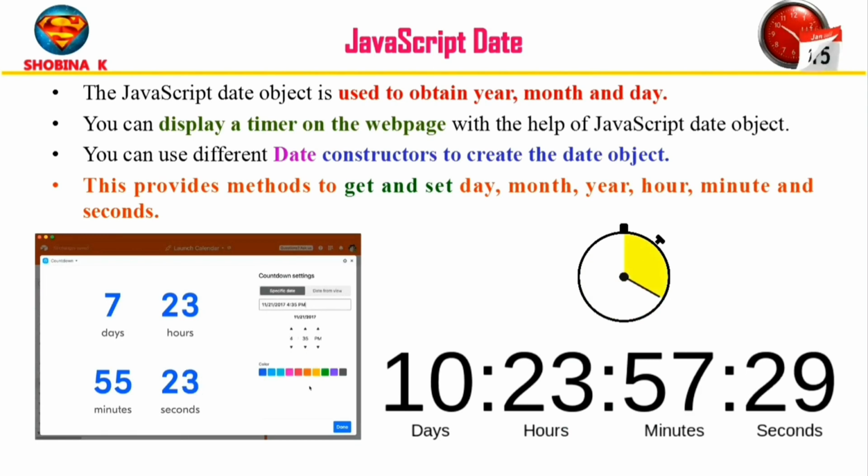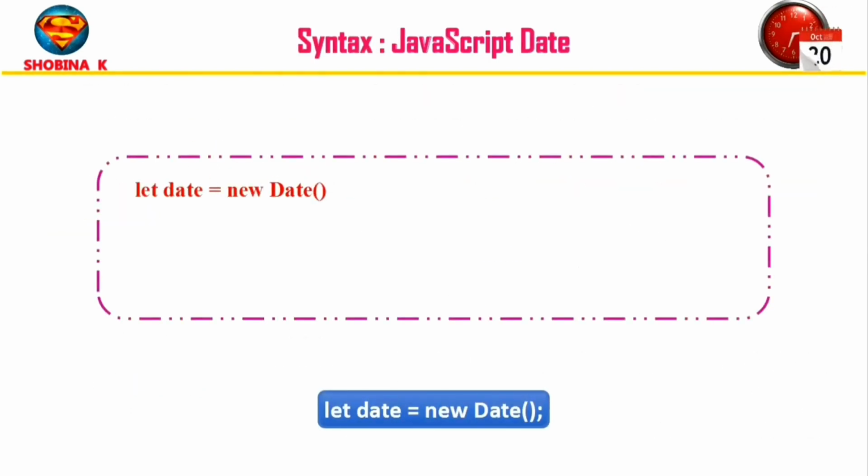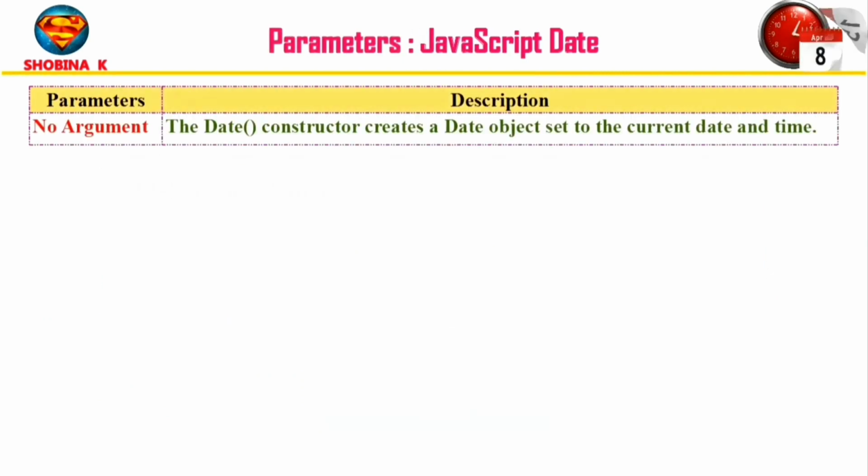With the help of Date constructors, you can create a Date object. And that provides the methods to get and set the day, month, year, hour, minutes and seconds. There are different ways to create a Date object using the Date constructor. The first one is new Date(). It will create a Date object for the current date and time. And here we don't pass any arguments.